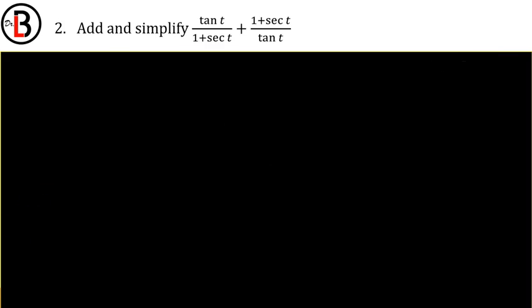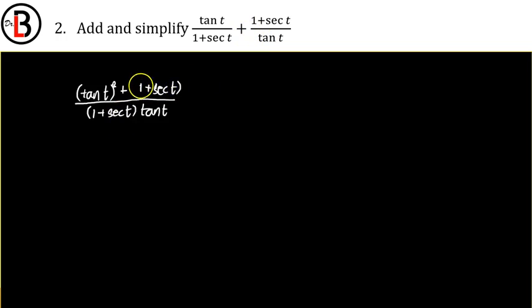You're asked to add and simplify the expressions. Sometimes you might ask, is it possible to just add them as is, or do we need to change them first to sine and cosine? Sometimes it's okay if we don't change them. Let's see what happens. If we add them, we'll have 1 plus secant t and tangent t as our LCD. So the 2 divided by 1 plus secant t gets multiplied by tangent t, but then there's tangent t on top, so tangent t quantity squared, plus these 2 divided by tan t is 1 plus secant t, so we multiply that.